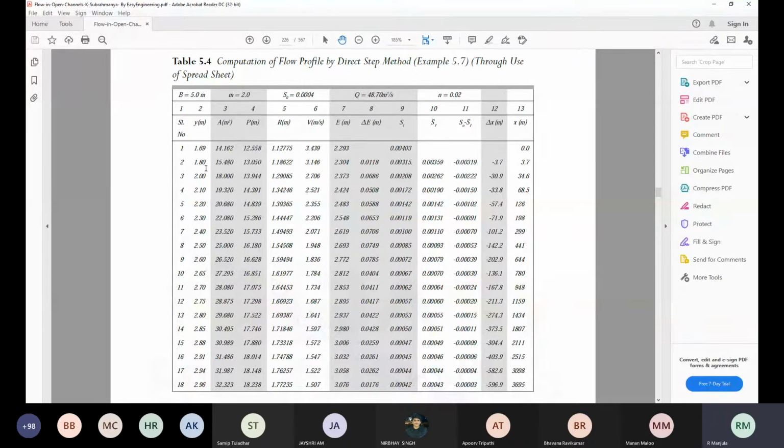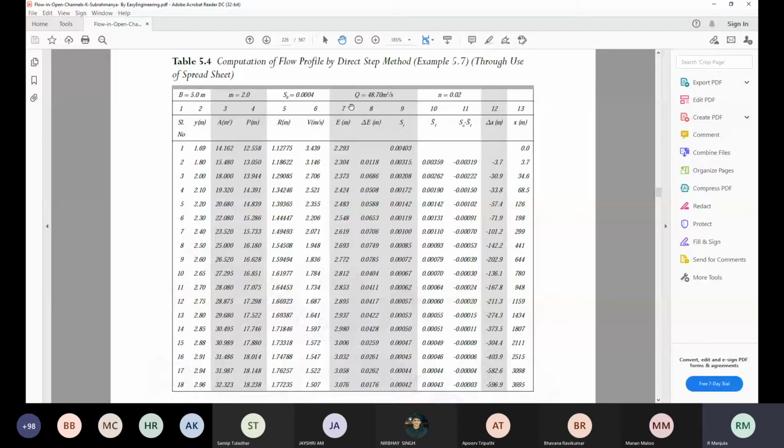So you are going for 1.8 meter same. So 1.8 meter and 1.69 meter are the normal depths. Between these two depths, you are finding the difference E2 minus E1, which is going to be delta E. SF1 plus SF2 divided by 2, so column 10 is this divided by 2, which is going to be SF bar.